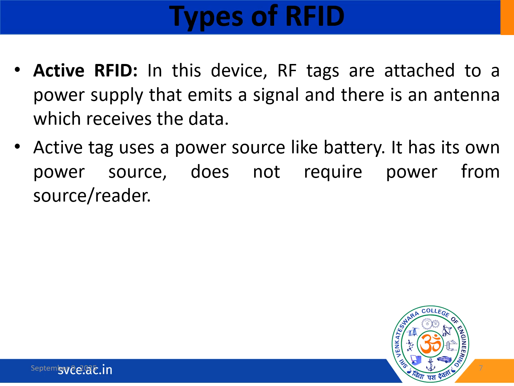And next we have active RFID. In this device, RF tags are attached to a power supply, so it basically emits a signal, and there is an antenna which receives the data. The communication can be done over a large distance, and this RFID also has a unique identifier or identification number. Active RFID can also be used in other devices like sensors.